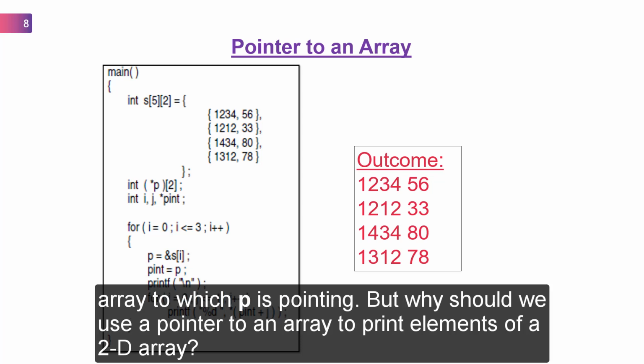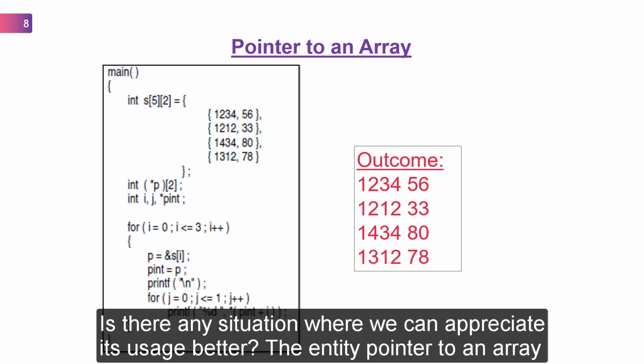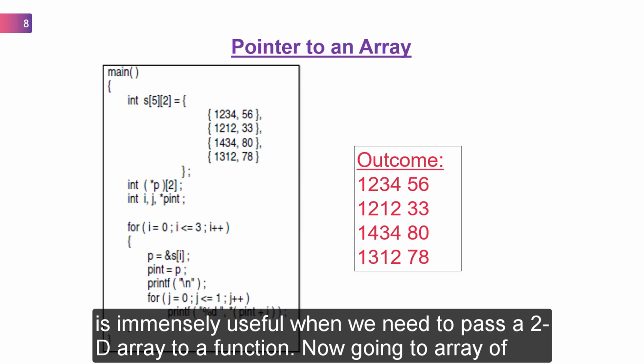But why should we use a pointer to an array to print elements of a 2D array? Is there any situation where we can appreciate its usage better? The entity pointer to an array is immensely useful when we need to pass a 2D array to a function.